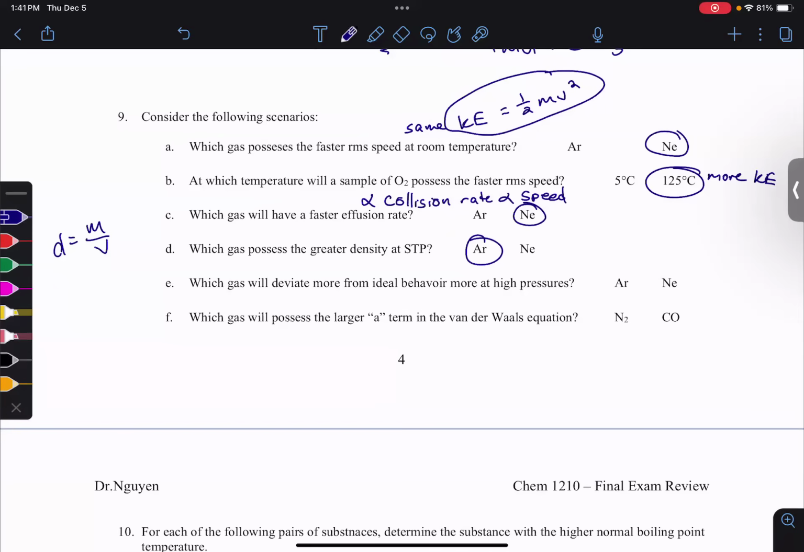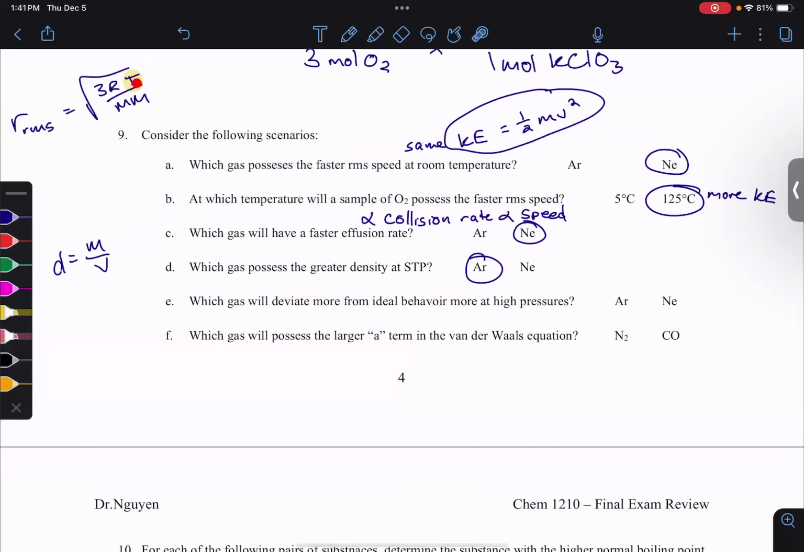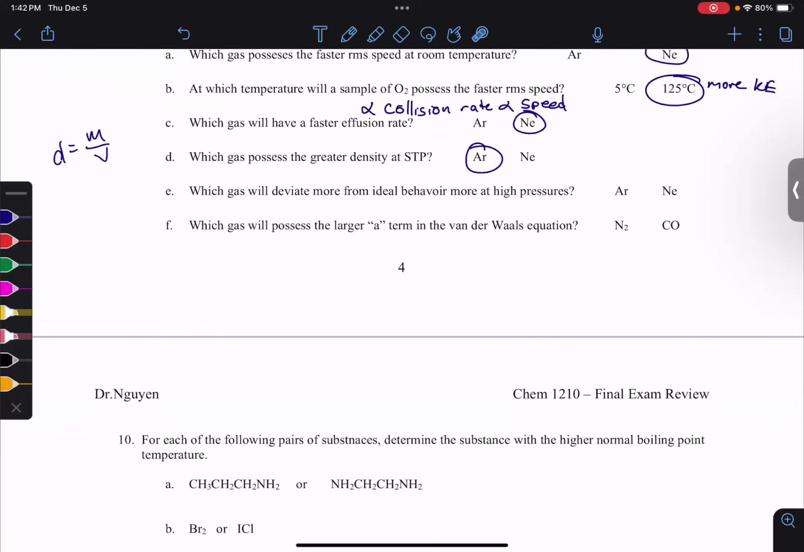So the equation for RMS speed, which really is very similar to this kinetic energy equation. RMS speed is equal to the square root of 3RT over molar mass. So we see that the factors for RMS speed are temperature and molar mass. Increased temperature, increased RMS speed, and increased molar mass, so heavier objects have slower RMS speeds. All right. And then finally, here are deviations from ideal behavior.